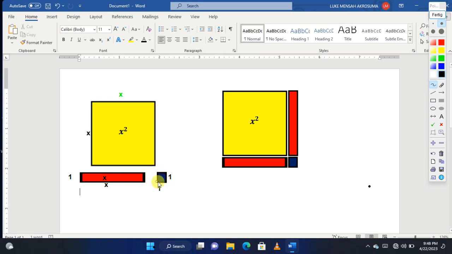Next is the unit tile, which has both its length and width being 1. So the product of 1 and 1 is 1. So we call it the 1 tile or the unit tile.